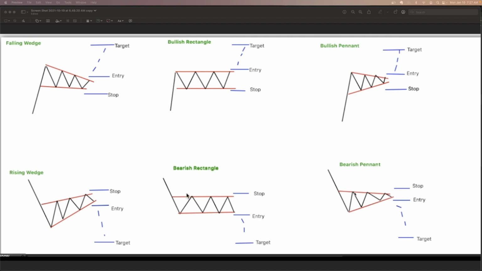It's the opposite of the Bullish Pennant, essentially, where you want to break this low, the diagonal support line.